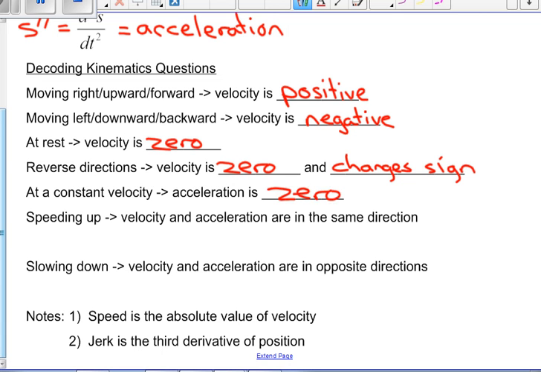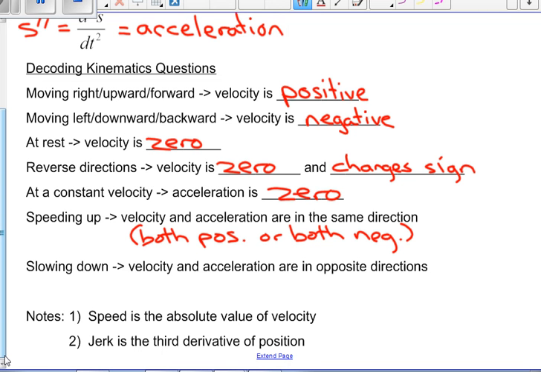And speeding up and slowing down have specific definitions. They mean that velocity and acceleration are in the same direction if we're talking about speeding up. So that means either they're both positive or both negative. If they're both positive, that means that you're speeding up and moving to the right. If they're both negative, then you're speeding up and moving to the left.